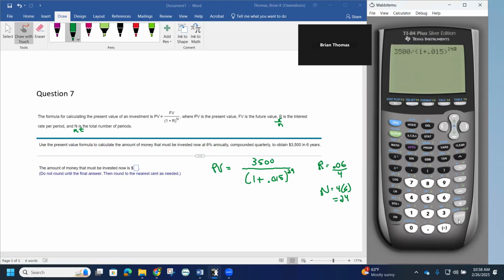So I should get an answer smaller than 3,500. It looks like they're saying to the nearest cent, I need to start with $2,448.40. So if I have that kind of money now, then in 6 years I would have $3,500. So notice how that's kind of a slow boat. Most of us do not want to wait that long to make money.